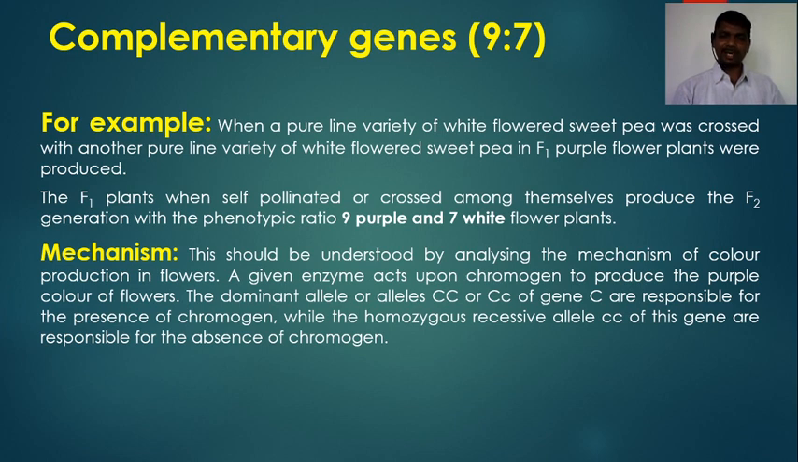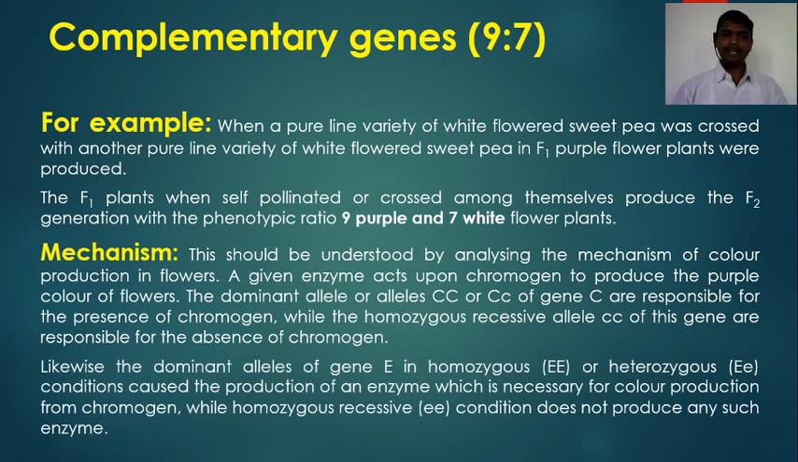So one can say that when a dominant allele is present in the individual, it is able to produce the chromogen. It shows the presence of the chromogen. And when there is no dominant allele, meaning all the alleles are recessive, this gene is responsible for the absence of chromogen. The individual is not able to produce the chromogen.